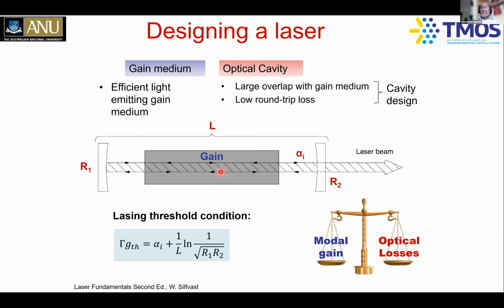And then as and when the gain is equivalent to the optical losses in the cavity, the lasing starts taking place. So here is the lasing threshold condition. Essentially what it says is that gain needs to be equal to the internal optical losses, whether absorption losses or scattering losses, and then the mirror losses. And that's what this is saying. It also depends on the length of the cavity as well.